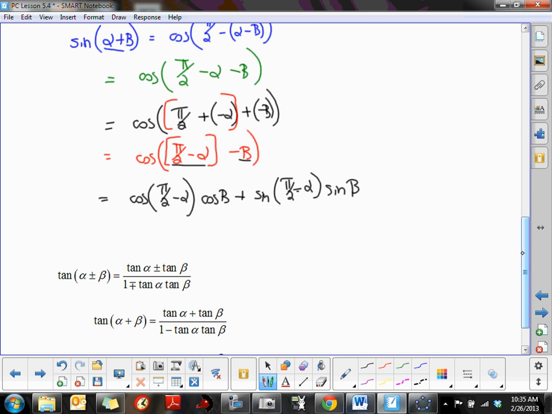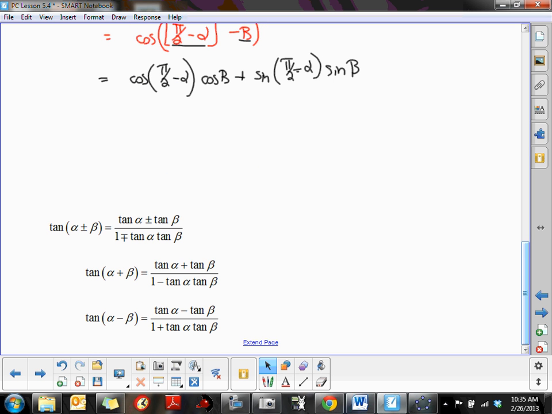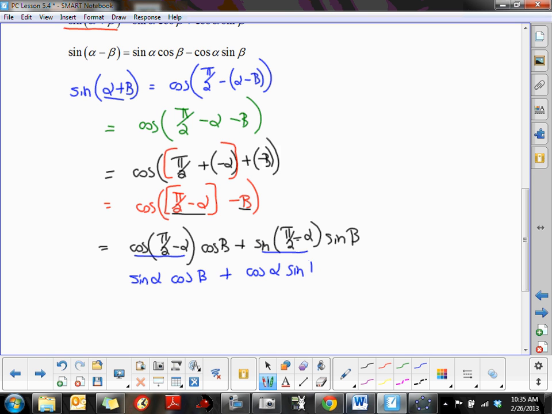But if we come back and we apply some more identities, I'm going to just slide those down out of the way. The cosine of pi halves minus alpha is exactly the same, if we apply a cofunction identity, as the sine of alpha times the cosine of beta plus, and the sine of pi halves minus alpha is the same as the cosine of alpha, times the sine of beta. And this represents the sine of our sum of alpha plus beta. So that took care of the sine of a sum, and that matches what we have for it.